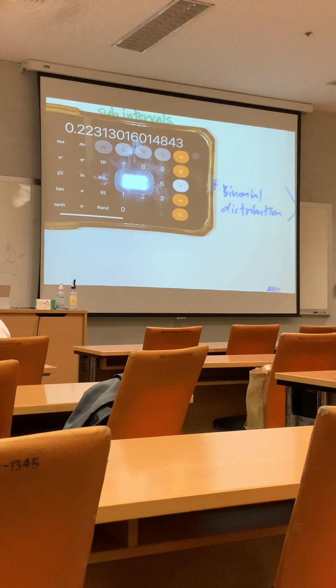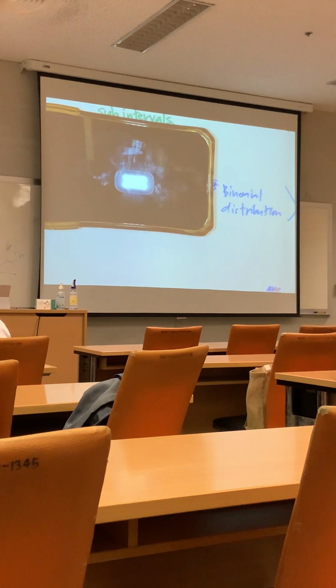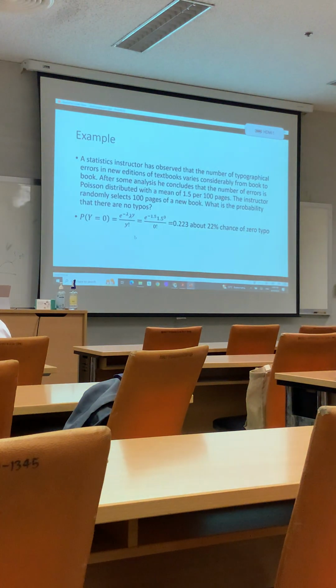So as long as you can remember the formula, right? So e to the power minus lambda multiplied with lambda to the power y divided by y factorial. As long as you can remember that, as long as you know what is lambda, what is y in the equation, you can calculate the answer easily. Okay, so the background is quite complicated, but the calculation is not.